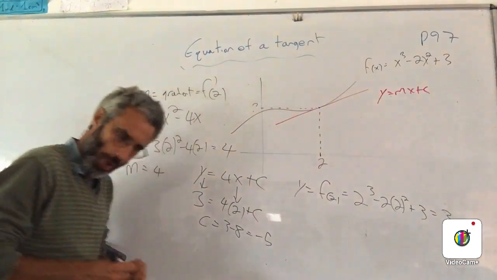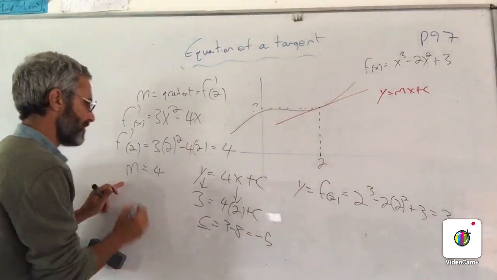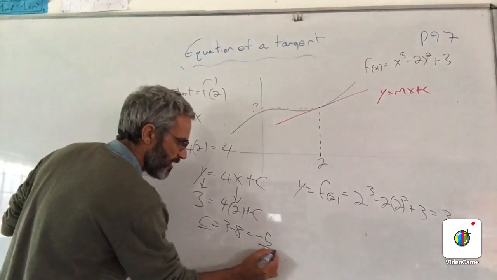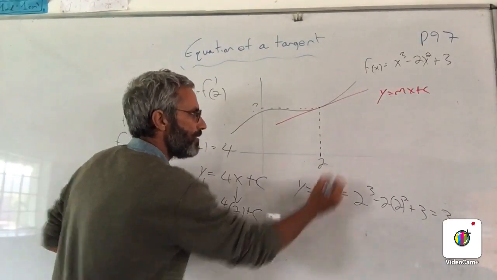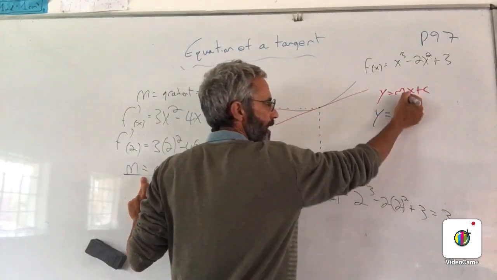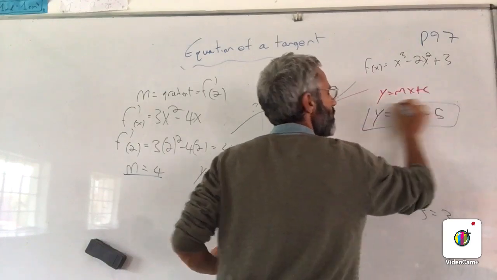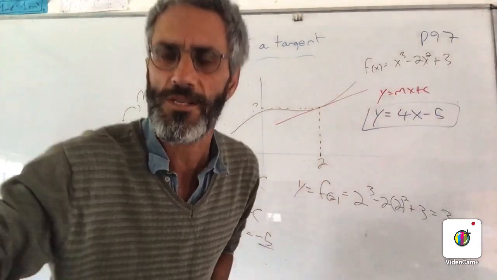I will explain it again, don't worry. Finally, I've got all the pieces of the puzzle, right? M is equal to 4, c is equal to minus 5. I can write down, y is equal to 4x minus 5. That's the final answer. Okay, so I'm just going to pause here.